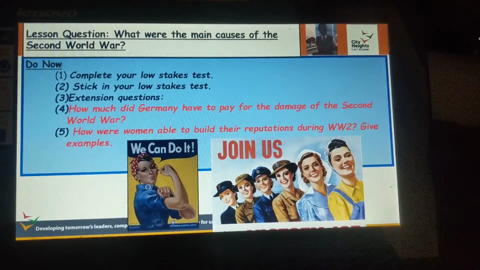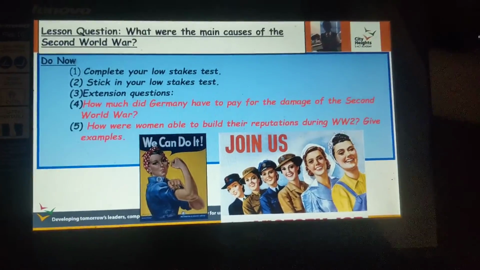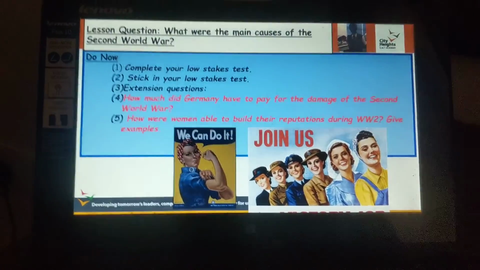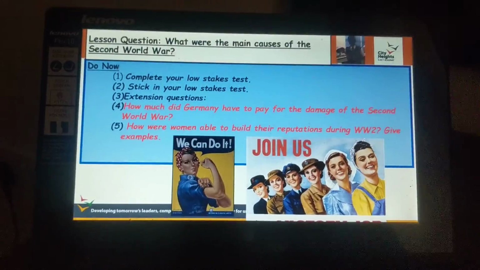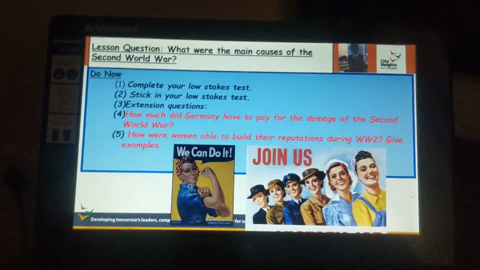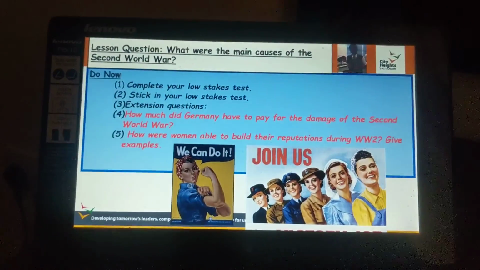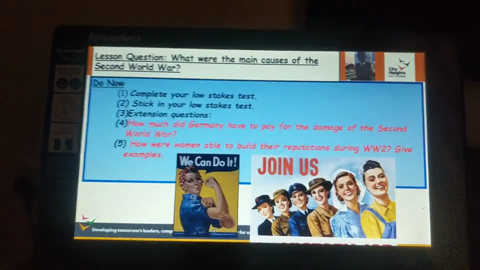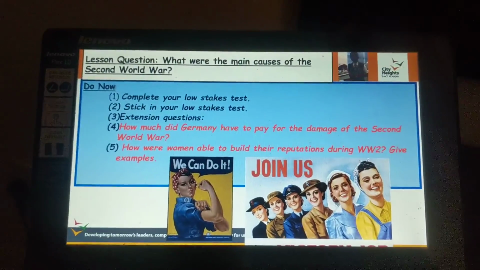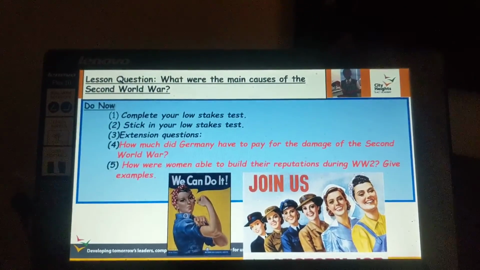So today's lesson, we're going to look at what were the main causes of the Second World War between 1939 and 1945. So if you're doing an activity, do look at the low stakes test on the lesson slides and do your best to complete them on the lesson slides, and then tick and correct it. And then please do the extension questions on the worksheet that I've attached to the Google Classroom for today's lesson.